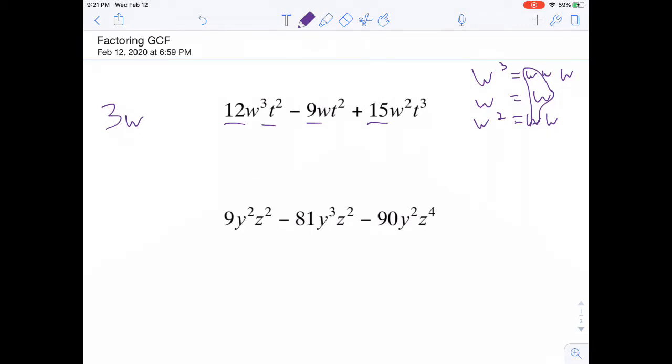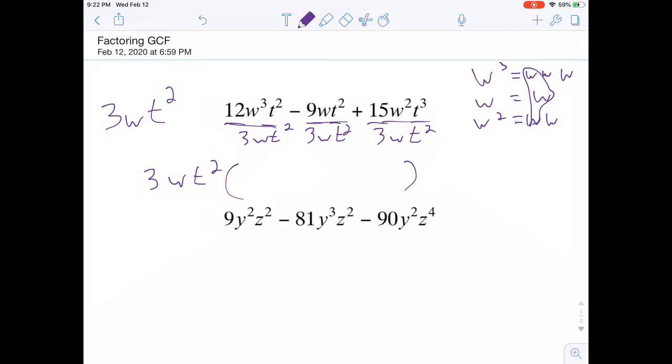And then my t is t squared, t to the third. I could take out t squared from all of these. So part of my GCF, 3w t squared. And what I'm doing is I'm dividing all of my terms by my GCF: 3w t squared, 3w t squared. My GCF goes on the outside of parentheses. I'm going to open up a set of parentheses here.